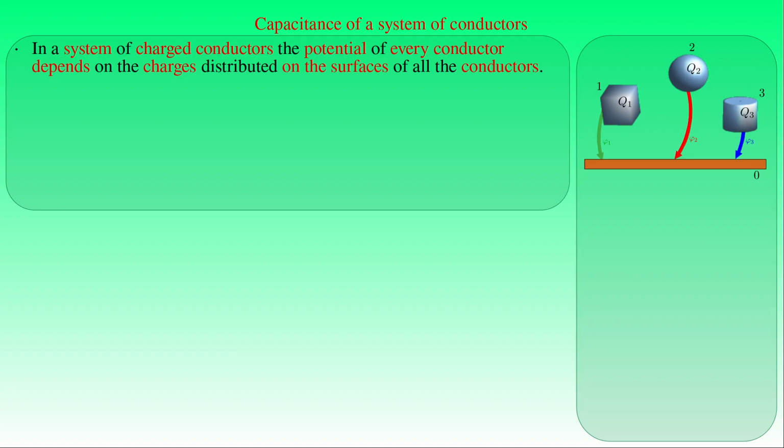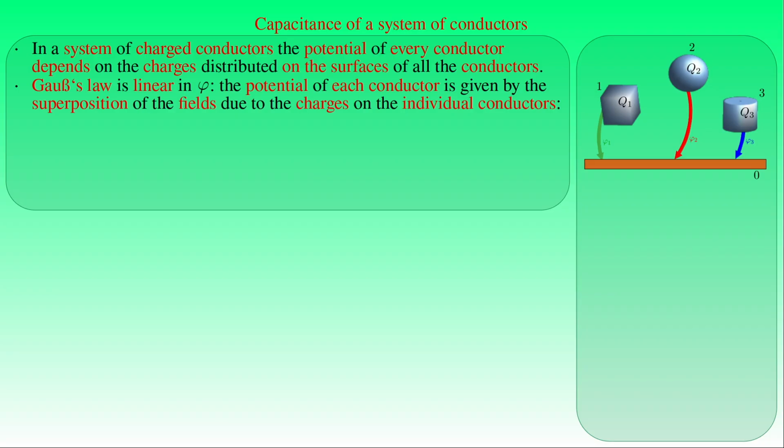By supposing that the properties of the media around the electrodes are independent from the electric field due to the charge stored in the system, we can express the potential of each electrode as the superposition of the individual fields due to the charges distributed over the surfaces of the individual electrodes, since Gauss' law is linear in the electric potential phi of the field. As a result, the potential phi_i on the electrode i can be written as a linear function of all the charges, that is the sum of the coefficients of potential A_ij times the charge q_j on the electrode j from j equals 1 to the number n of the electrodes.